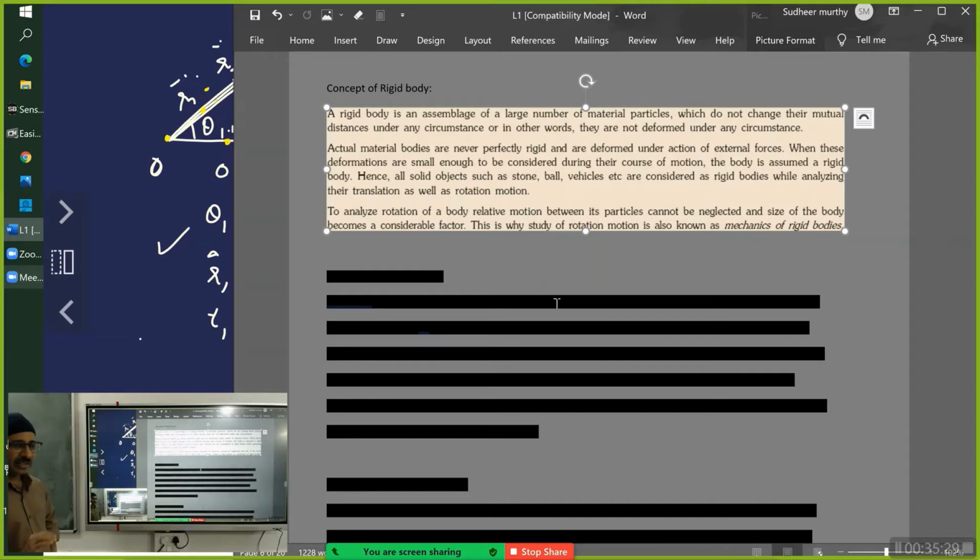Just read it once and write it. Slowly. Don't keep looking at it and copying it down. That's not the way to learn. You have to understand it. I am giving you time so that you read, concentrate, understand, and in your own words you write, and then compare. So what are the key words here? Write down the key words: assemblage of a large number of material particles; they do not change their mutual distances; they are not deformed. So under the action of external forces, their relative positions will not change. These are the keywords. That's all. You write down those.